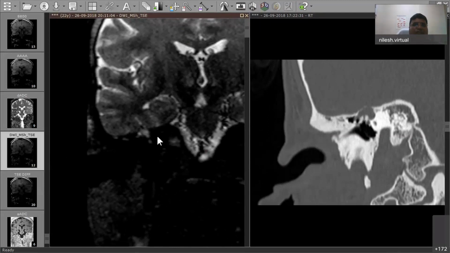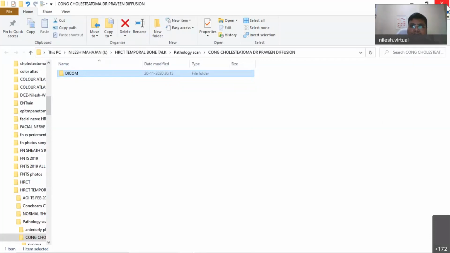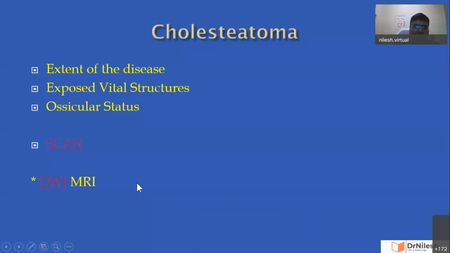So this is nothing but the cholesteatoma, and as the tympanic membrane was absolutely normal and intact, it has to be congenital cholesteatoma arising from the supralabyrinthine part. So that is the importance of DWI imaging. It has to be used only when clinically you don't know what the disease is.